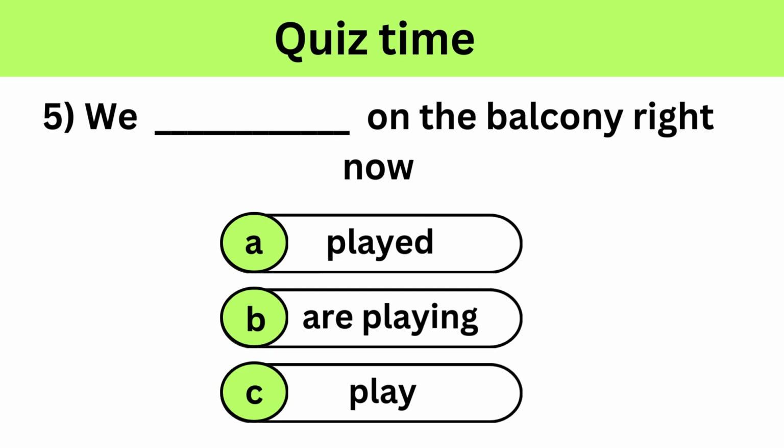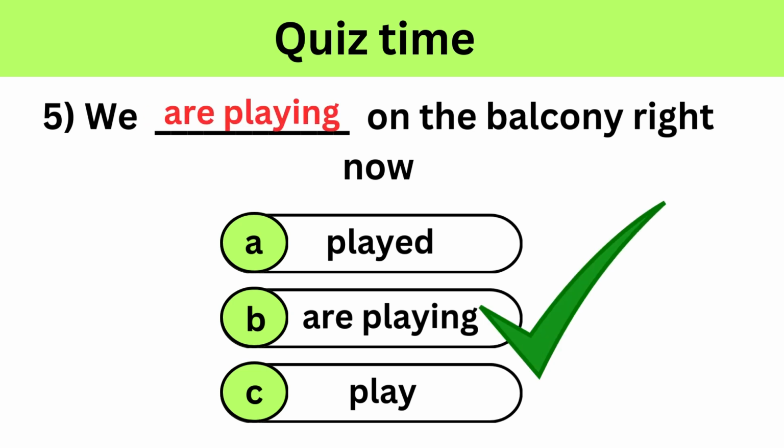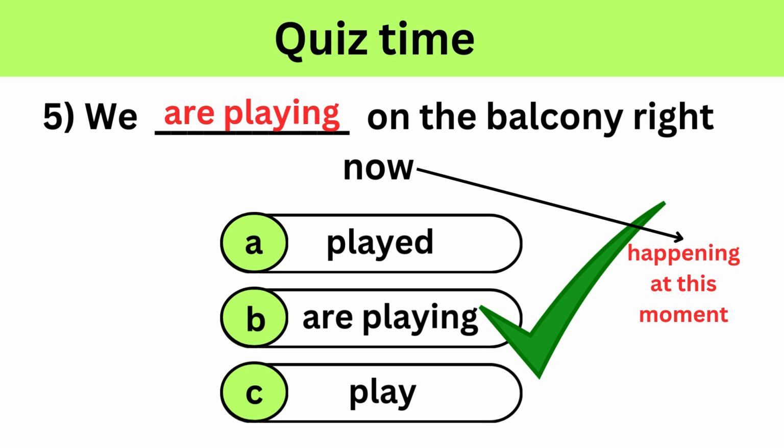Question number 5. We dash on the balcony right now. Option B: are playing. We are playing on the balcony right now. Here we use "are playing" because it is the present continuous tense, indicating an action that is happening at this very moment. The phrase "right now" specifies that the action is currently in progress. "Play" is the base form and does not convey the ongoing nature of the action.